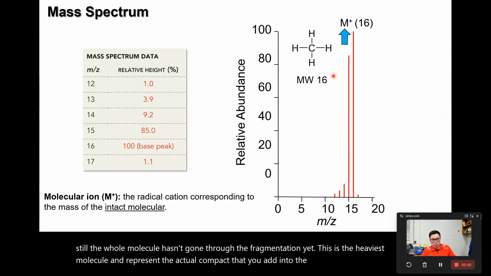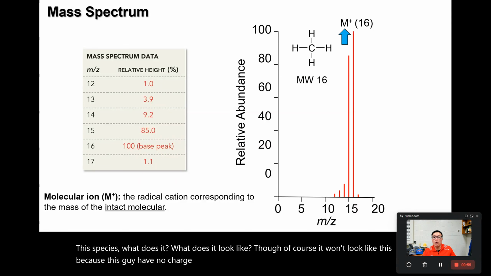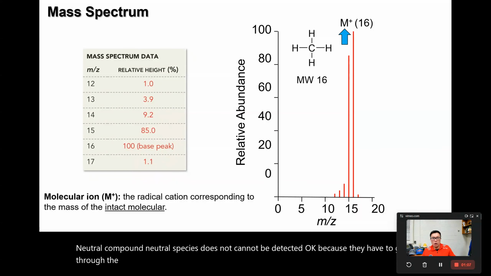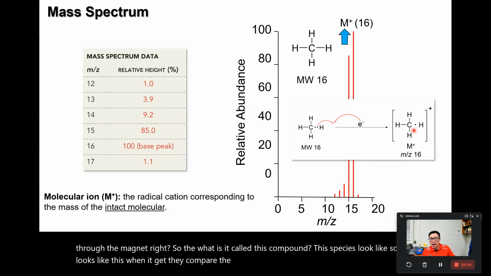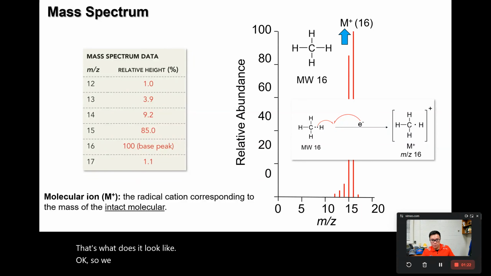All right, but of course, this species, what does it look like though? Of course, it won't look like this, because this has no charge, and a neutral species cannot be detected, because they have to go through the magnet, right? So what does this species look like? It looks like this. When the sample gets ionized, it becomes a radical cation. That's what it looks like. We call this the molecular ion peak. It's the peak of the intact molecule.